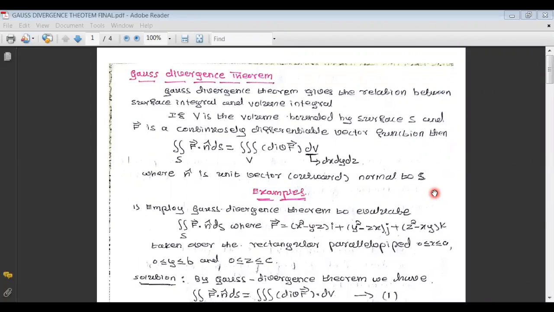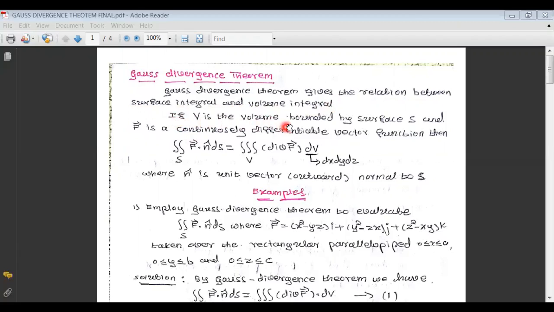In the previous videos, we have discussed the line integral of a vector valued function. Then we have discussed Green's theorem in a plane, which established the relation between the line integral and that of the double integral over the region R. Then we have discussed Stokes' theorem, which gives the relation between the line integral and that of the surface integral. In this video, we have to discuss the Gauss divergence theorem, which will establish the relation between the surface integral and that of the volume integral.